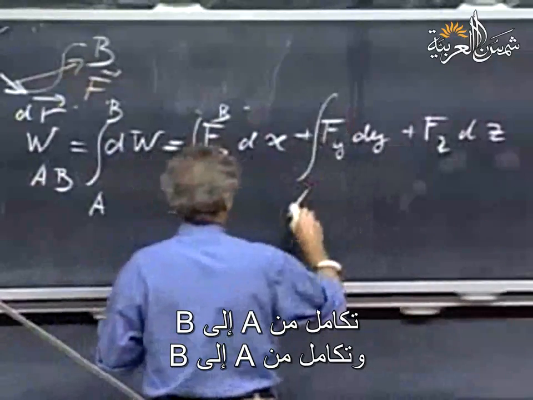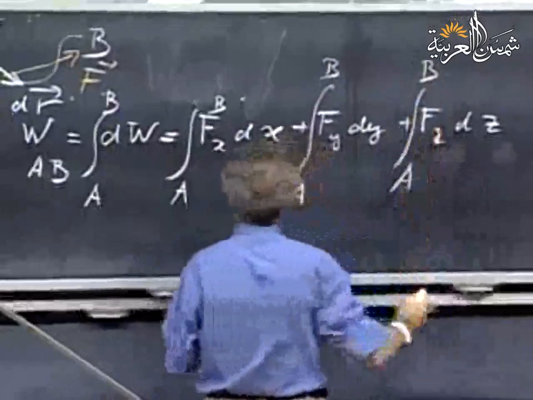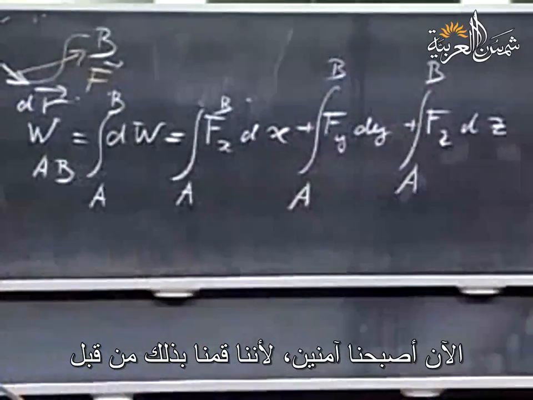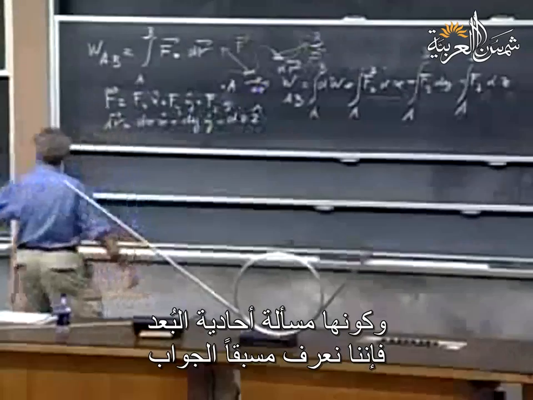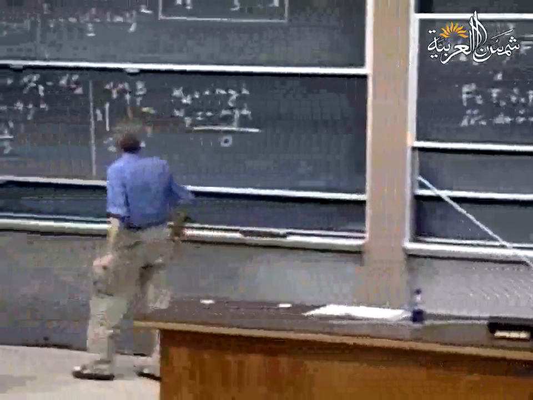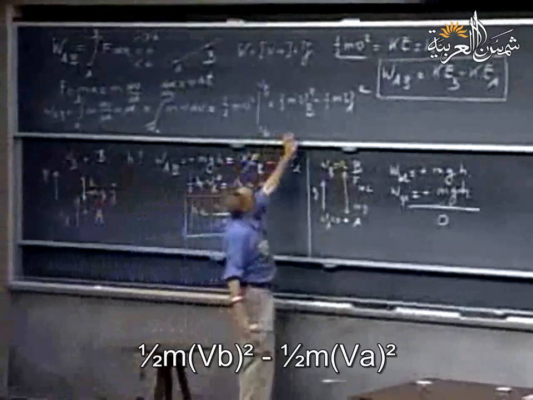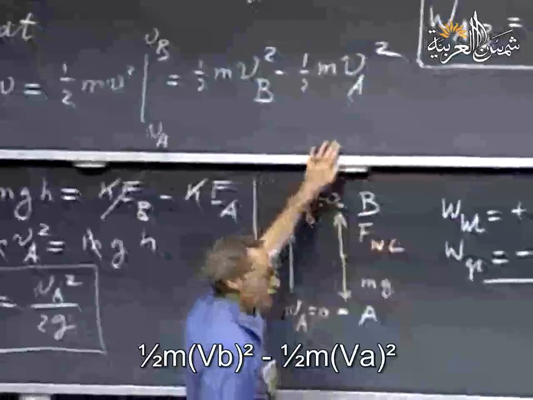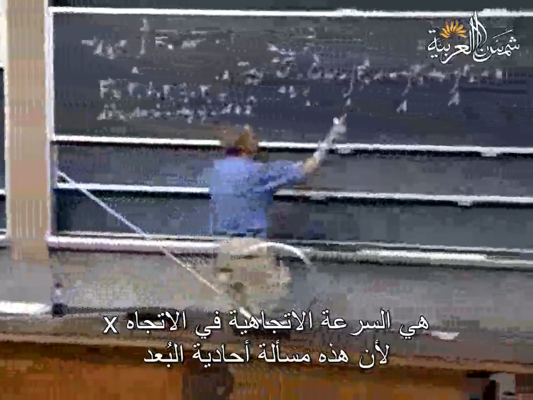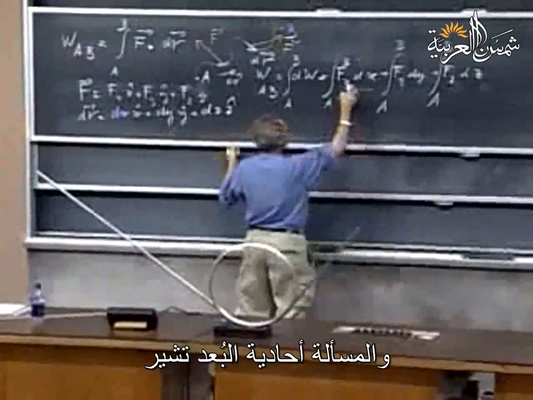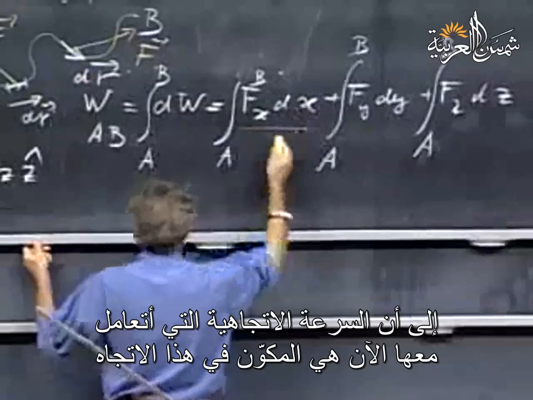Integral going from A to B, integral going from A to B. Now we're home free because we already did this. This is a one-dimensional problem, and the one-dimensional problem we already know the outcome. The integral fx dx, we found that is 1/2 m vb squared minus 1/2 m va squared, which in this case is obviously the velocity in the x direction, because the one-dimensional problem indicates that the velocity that I'm dealing with is the component in this direction.